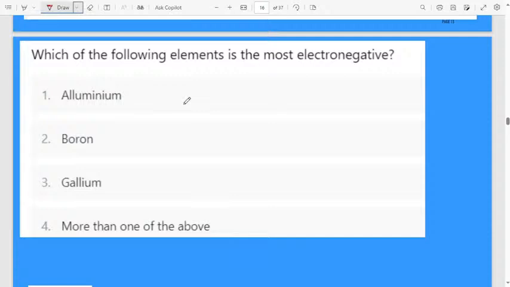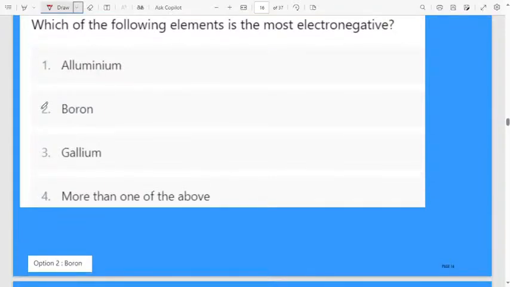Next question, which of the following elements is the most electronegative? First option is aluminum, second one is boron, third one is gallium, fourth one is more than one of the above. Boron. Which of the following elements is the most electronegative is boron.